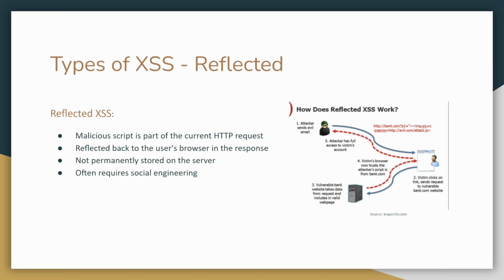First, the attacker sends a malicious email containing the malicious link to the victim. In this example, http://bank.com/ followed by whatever script is injected into the URL. Now, the victim clicks on the link, which sends the request to the vulnerable bank.com website. At the third stage, the vulnerable bank website takes the data from the request and includes it in the valid web page. At the fourth stage, the victim's browser now trusts that the attacker's script is from bank.com. And after this is all done, at the fifth stage, the attacker has full access to the victim's account. This is how the attacker takes over the account of the victim.